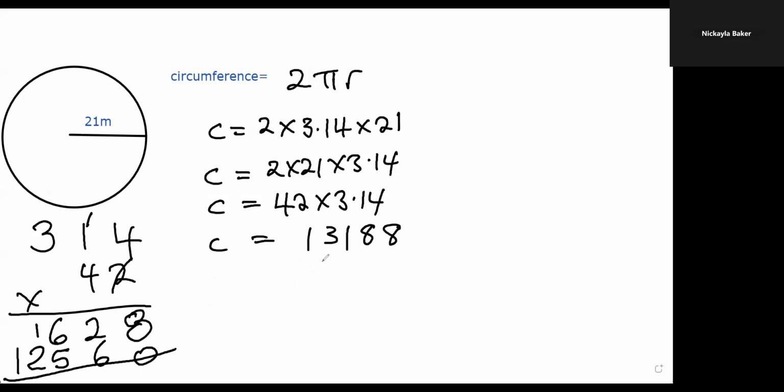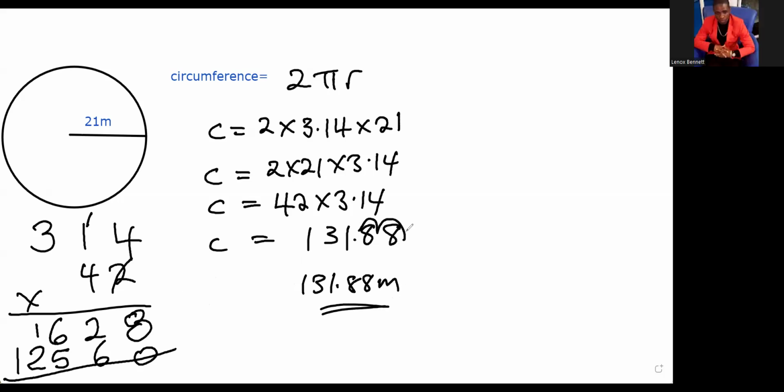So the decimal point should go 2 places to the left. So our answer is 131.88 meters. All right. Good job. Very good job, in fact. But look at this. Remember what we said. We could have done it another way.